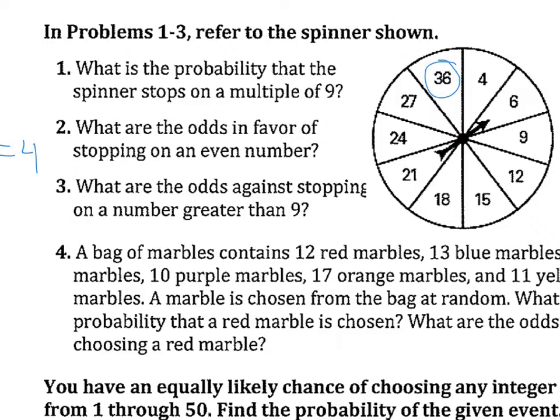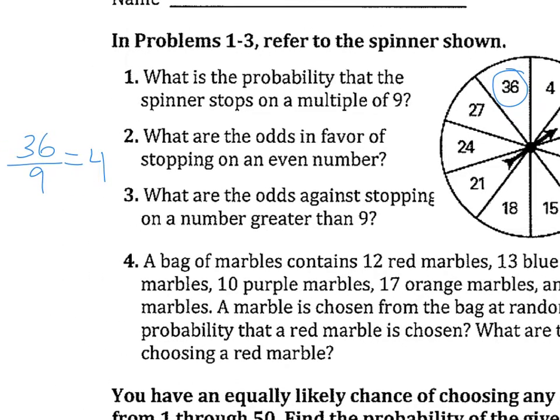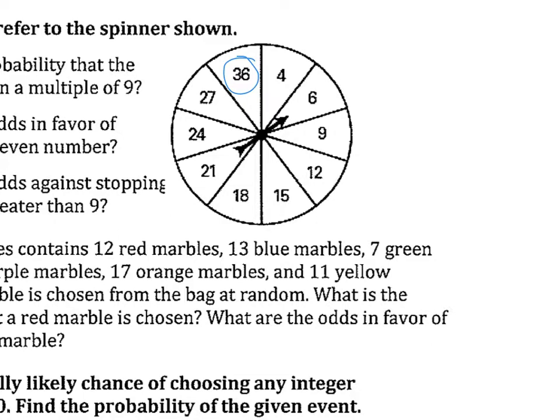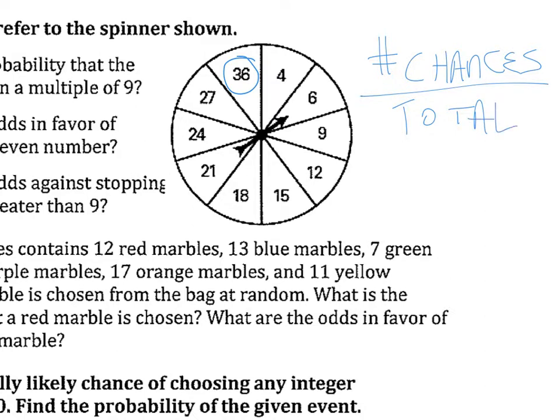And you're going to check the rest of the numbers all the way around the spinner to see if they're a multiple of 9. Now you can't go below 9 because then you're going to get a decimal number. So 4 and 6 here, they're probably not going to be a multiple of 9. So just finish checking the rest of these numbers. Then probability, remember, is all about the number of chances over the total. So how many numbers are on that spinner? All right, so that's number 1.